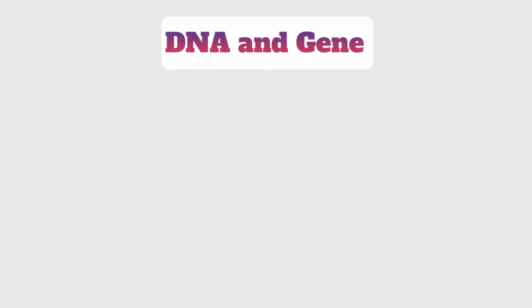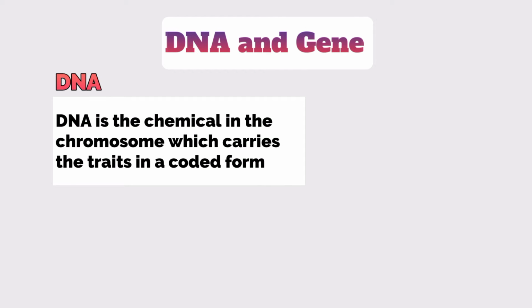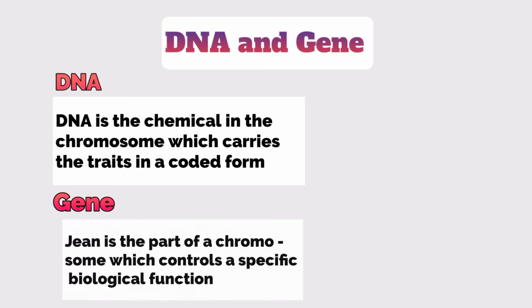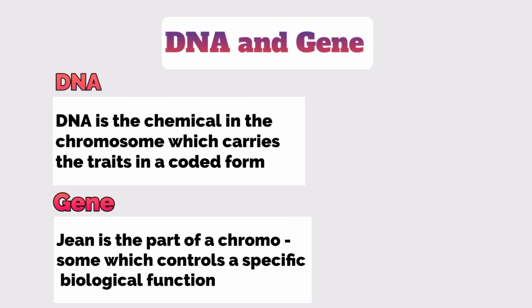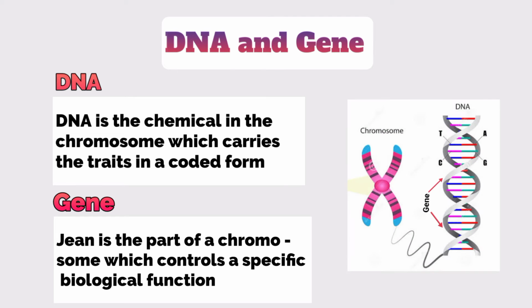DNA and gene. DNA is the chemical in the chromosome which carries the traits in a coded form. Gene is the part of a chromosome which controls a specific biological function. This picture shows the chromosome, DNA, and gene.